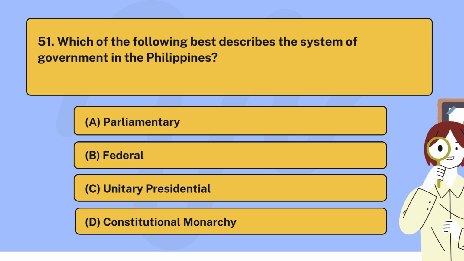Question 51. Which of the following best describes the system of government in the Philippines? A. Parliamentary. B. Federal. C. Unitary presidential. D. Constitutional monarchy.